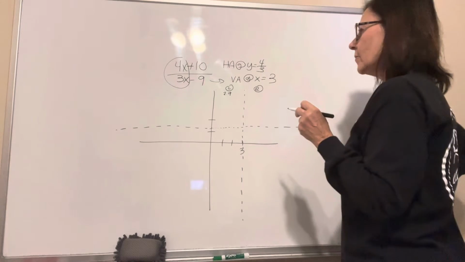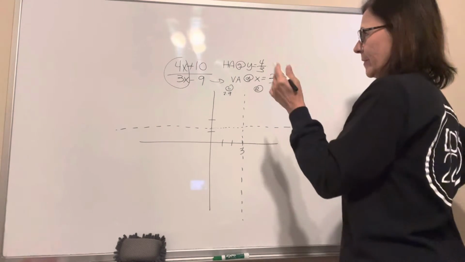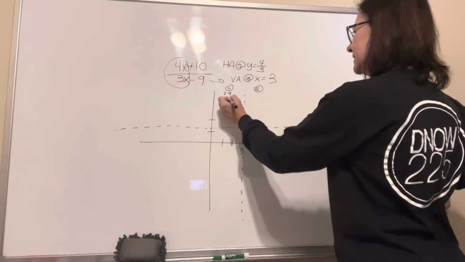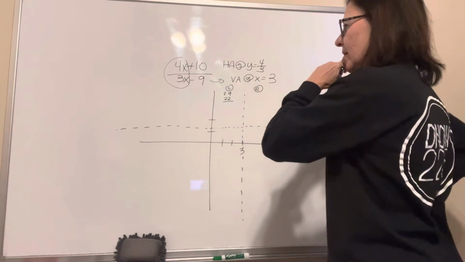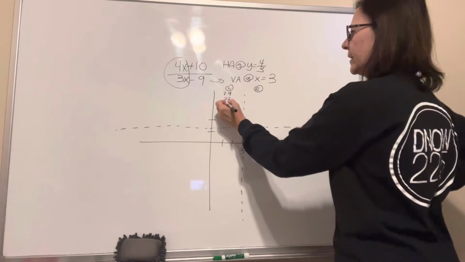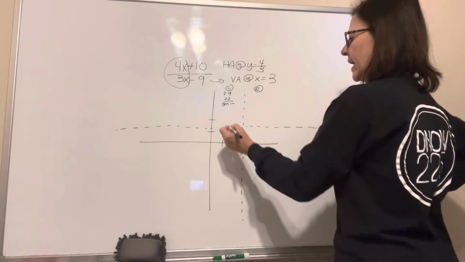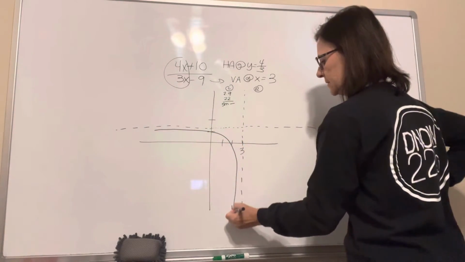In the numerator, I should have brought my calculator, but I didn't. In the numerator, it's going to be a big number, like 12 plus 10, which is 22. In the denominator, that's almost going to be 9, but not quite 9. So it's going to be a small negative. So it's going to look like this.